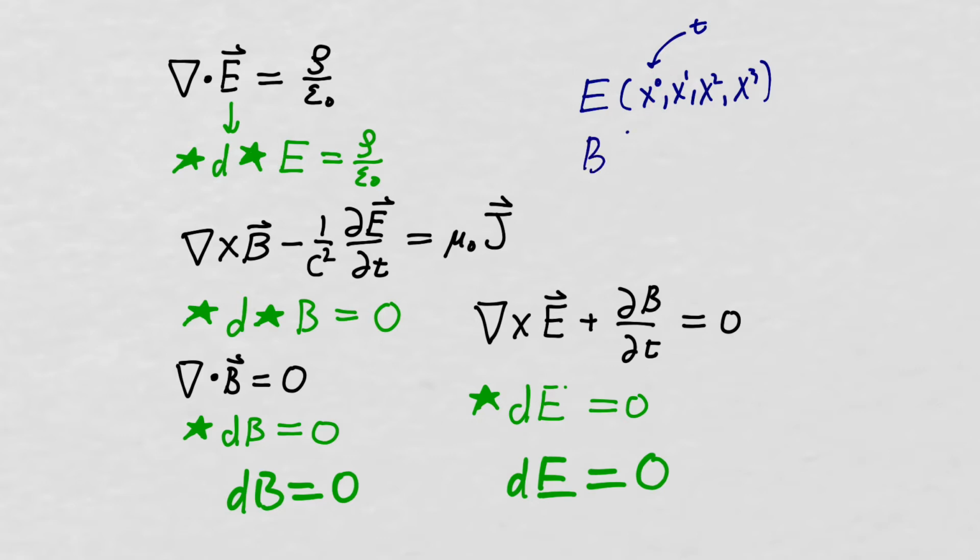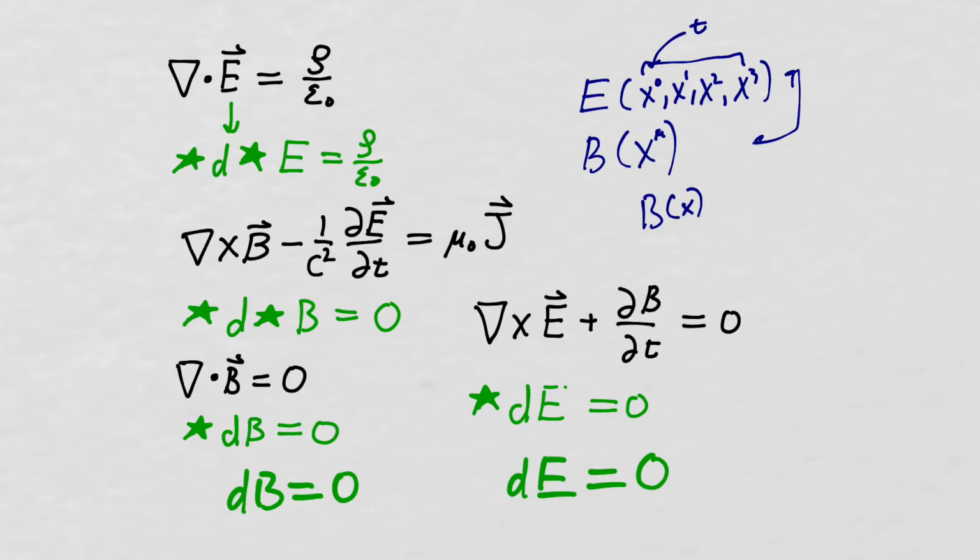And likewise, the same is true of the magnetic field, right? Sometimes we can just write it as B of x mu, something like that. That's a shorthand. Sometimes it would just be B of x. But you do have to remember that we're now talking about 4 variables, and that's what we're going to have to do to make all this work.